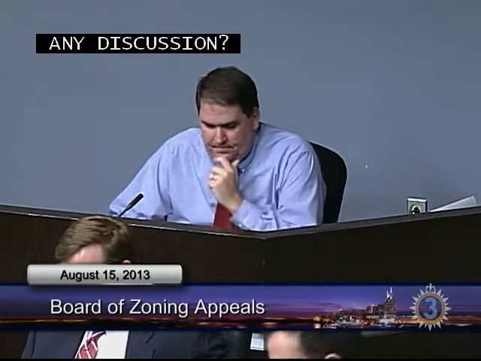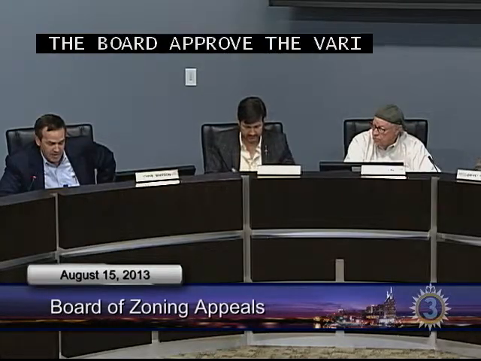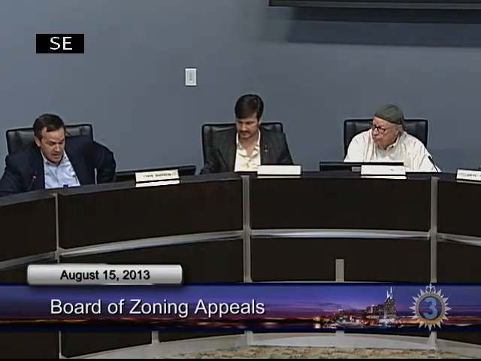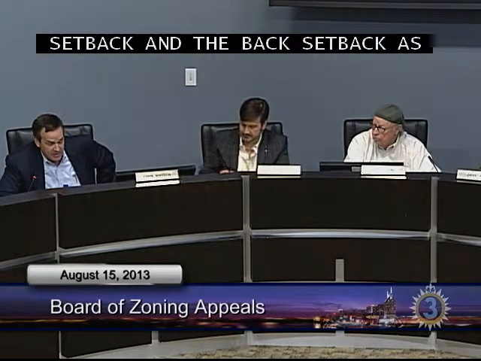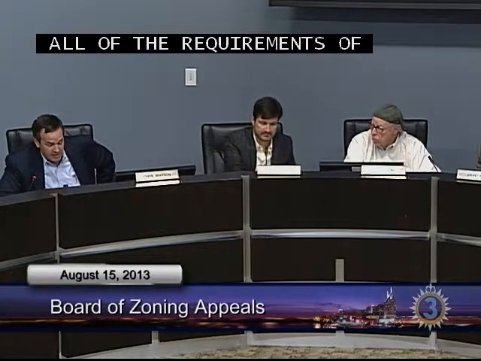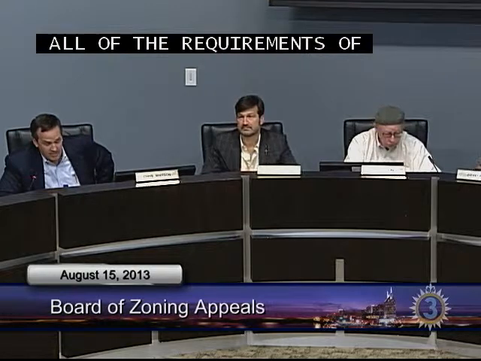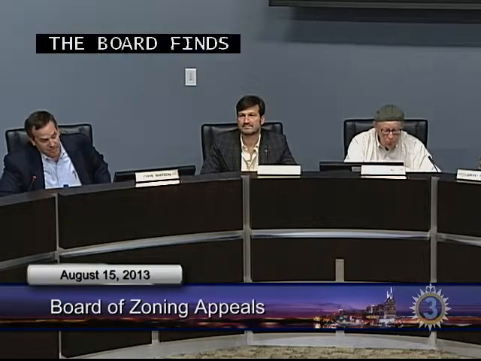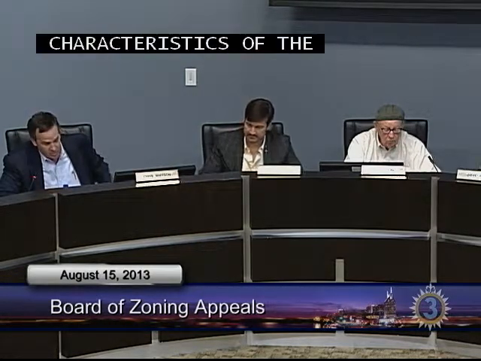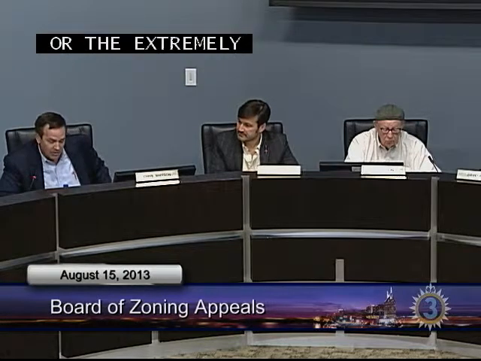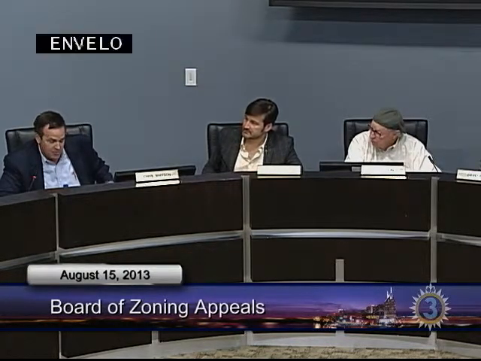In that case, I would move that the board approve the variance request for both the front setback and the back setback, as all of the requirements of MCL 17.40.370 have been met, and the board finds that unique characteristics of the property are the extremely narrow building envelope and the narrow nature of the lot.